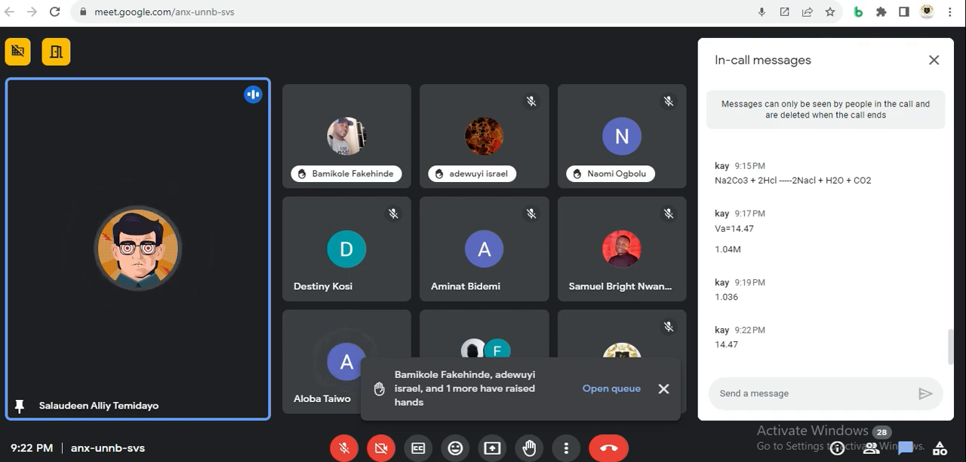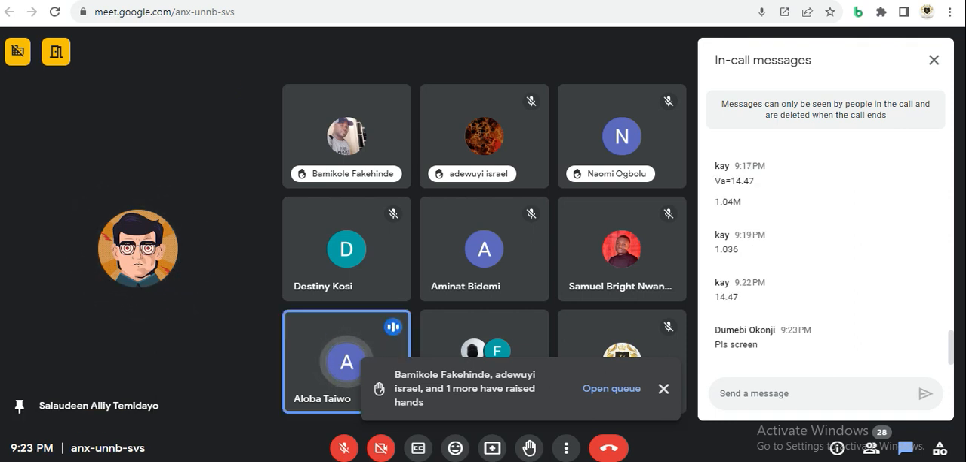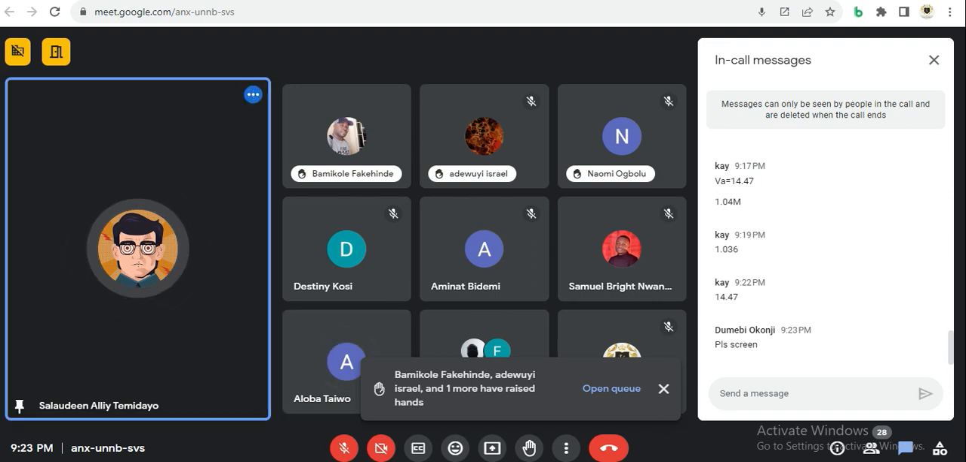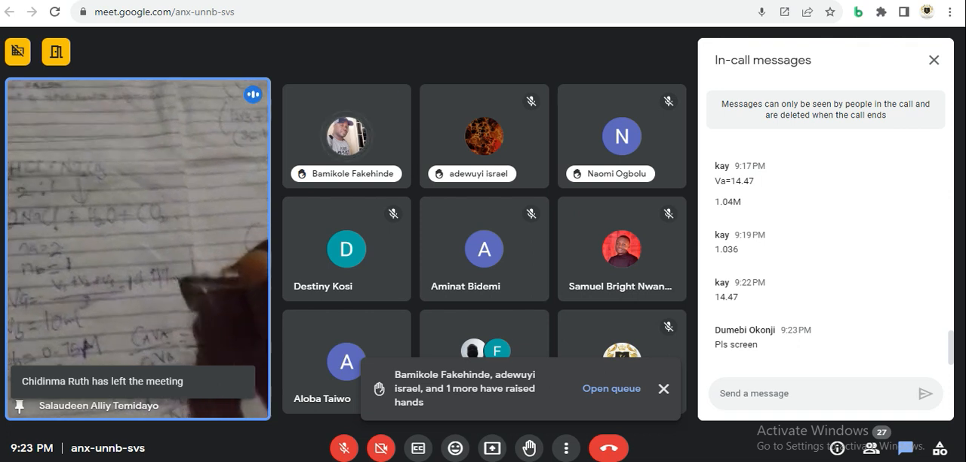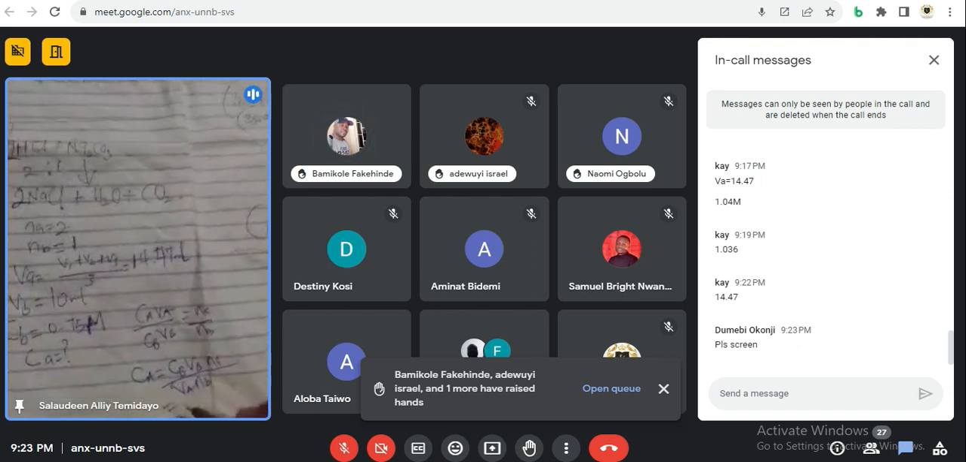So 14.5 plus 14.7 is going to give me 29.2. 29.2 plus 14.2 will give me 43.4. If I'm right, 43.4. So now if I divide the 43.4 by 3, what would be my answer? 14.47. So that's the average volume of the acid used. I'm writing it out now. 14.47 ml is the average volume of the acid used.